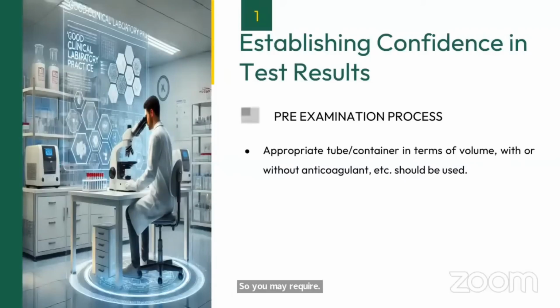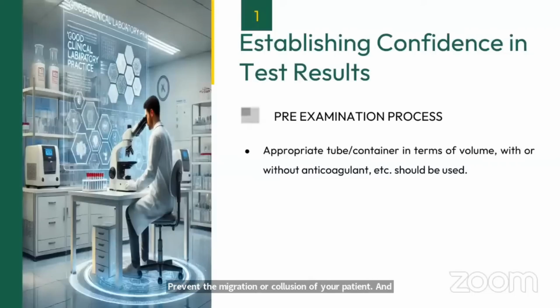Now, apart from anticoagulants, we have preservatives. What is the difference between preservatives and anticoagulants? Preservatives are the substances which preserve the integrity of your analyte. And anticoagulants are the substances or chemicals which prevent the coagulation of the sample. So these are two different things. We have to consider that anticoagulants are basically the chemicals which prevent the coagulation of your specimens, and preservatives are basically for preserving the integrity of your analyte.